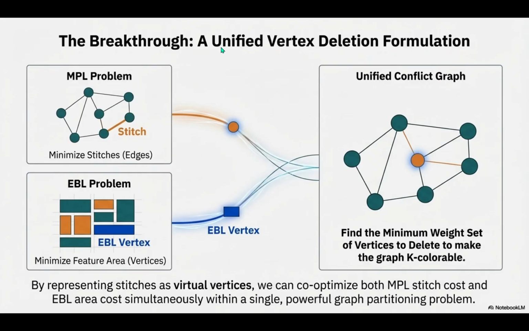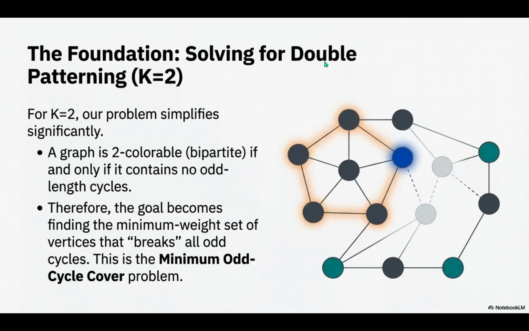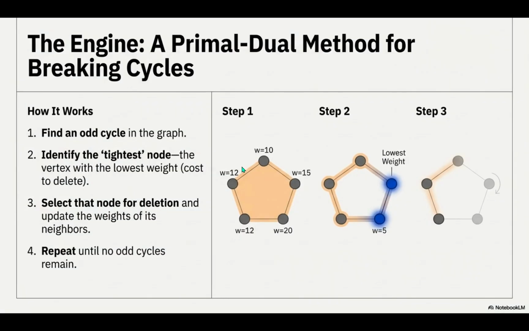Okay, let's break that down. K is just the number of masks in the MPL process. So for double patterning, K is 2. Right, and you're just trying to color the layout graph with two colors, making sure no two conflicting features share the same color. That's called minimum vertex deletion bipartization, or MVDB. It's still hard, but much more solvable. And if K is 3 for triple patterning, I imagine the complexity just explodes.